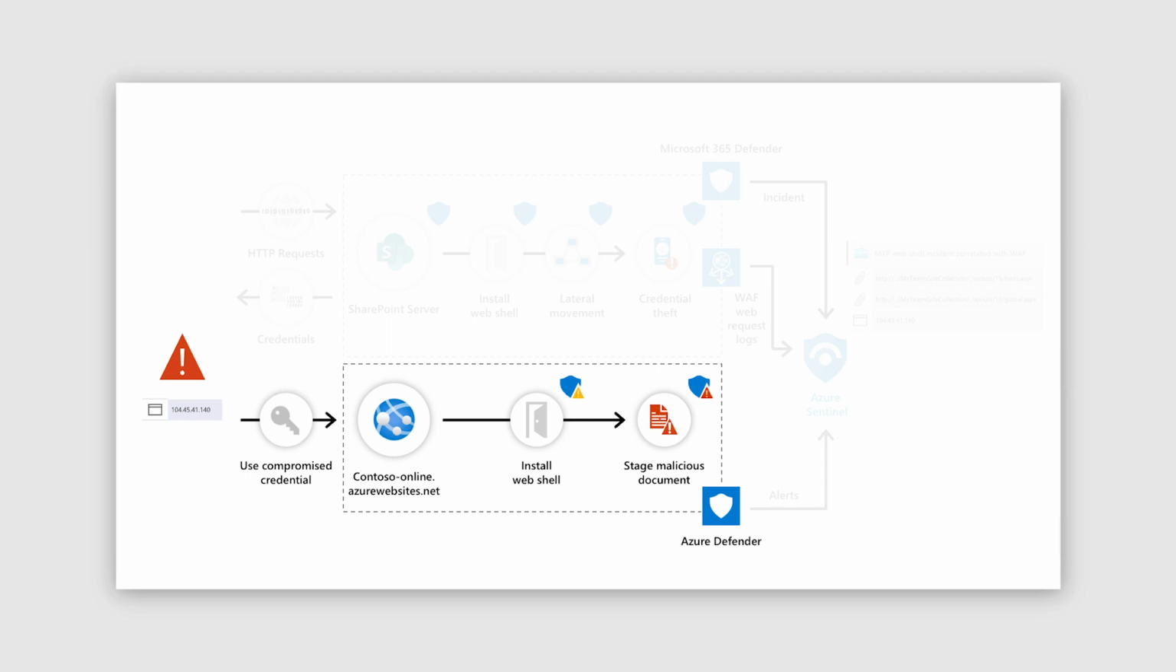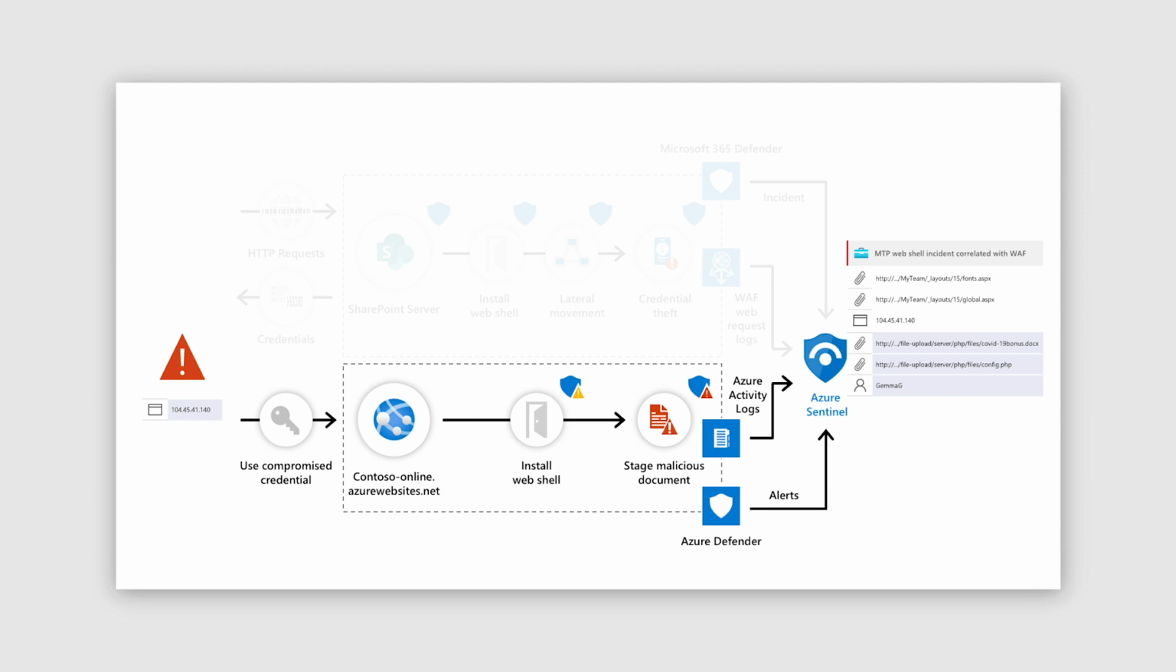Above the install web shell and stage malicious document icons, we can see that an alert is raised by Azure Defender. This indicates that these malicious actions have been detected by Azure Defender. Azure Defender uses data from various Azure log sources to correlate events and detect potentially malicious activity. We'll take a deeper look at those alerts in just a moment.